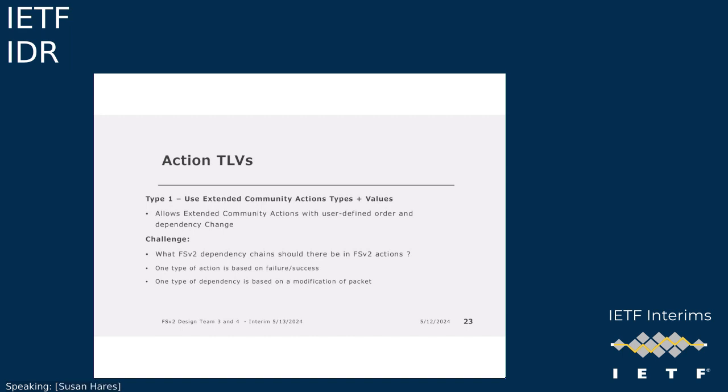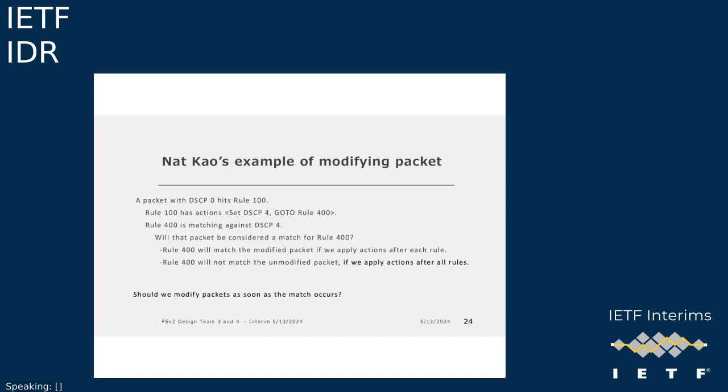And dependency, when you modify the packet. New proposals from CATS, SAVNET, and even those that fall along the line of the DSCP. We're going to modify the packet, and then we're going to do something with it later. So, Nat, do you want to give your example? I thought it was a really helpful example about what happens when you modify the packet. Would you be willing to walk it through?